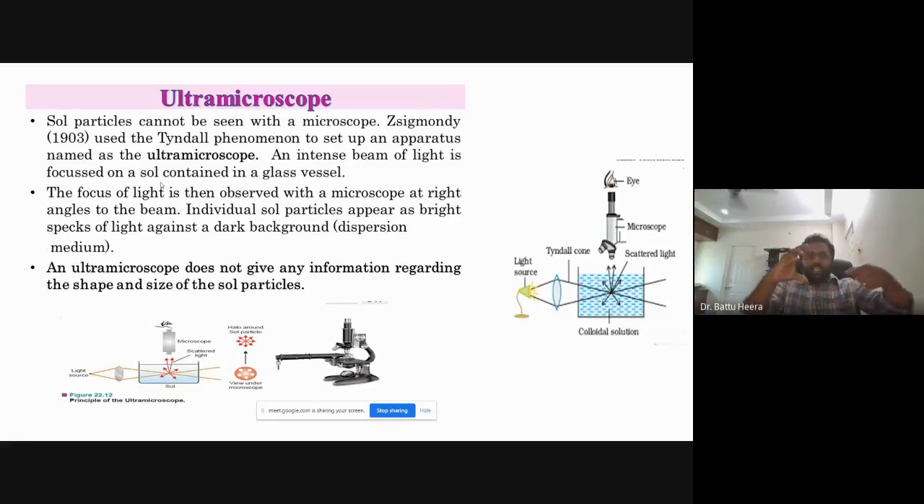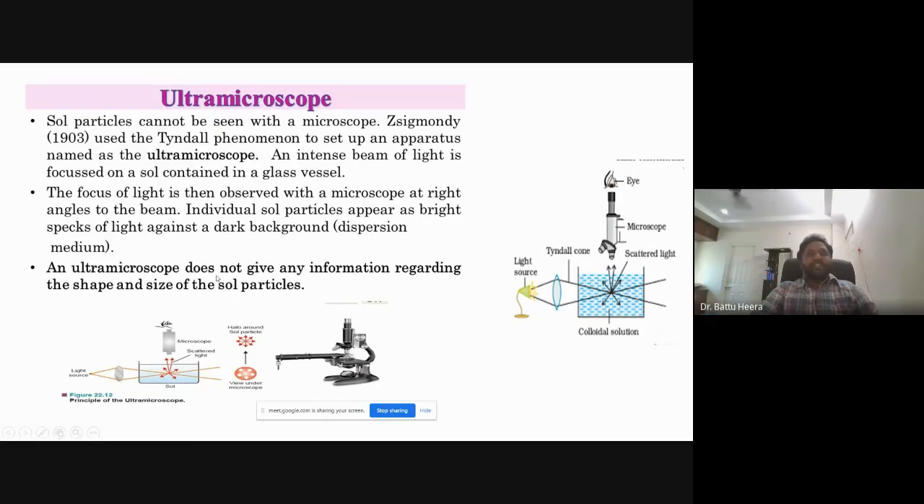See, there is a glass; light is focused from here, and he looks from above with a microscope. After the light is passed through this glass, he sees the particle size through the microscope from above. So the focus of the light is then observed with a microscope at right angles to the beam. Individual solid particles appear as bright specks of light against a dark background. Whatever individual particles are in the colloids, they appear as bright specks of light against a dark background, and the dark background is the dispersion medium.